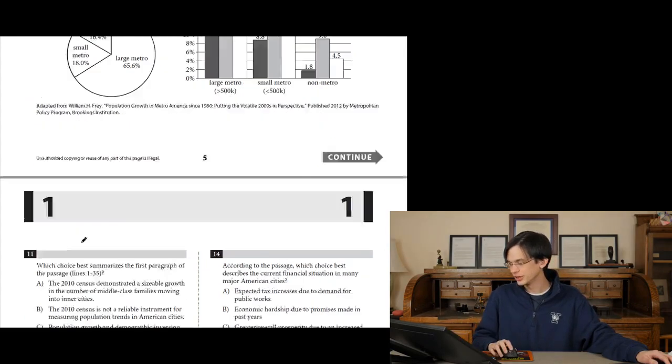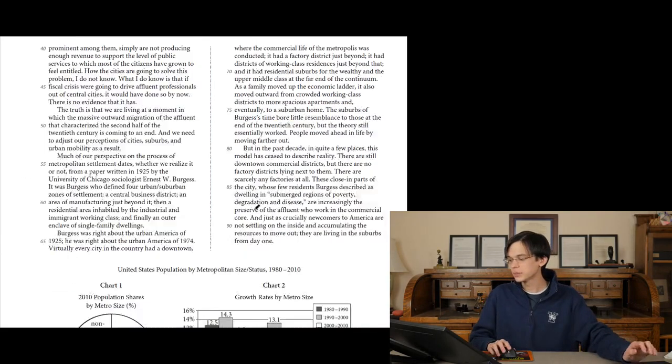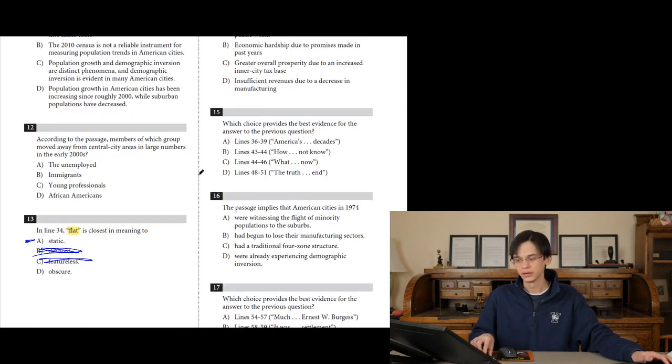But what about obscure? Those whose numbers are obscure. Obscure means odd or weird or strange or rare. Those qualities have nothing to do with numbers from year to year being flat or stagnant or static. It's not obscure. It's not like, oh, this is weird, or this is not typical. Static means unchanging. The answer to number 13 is going to be A.